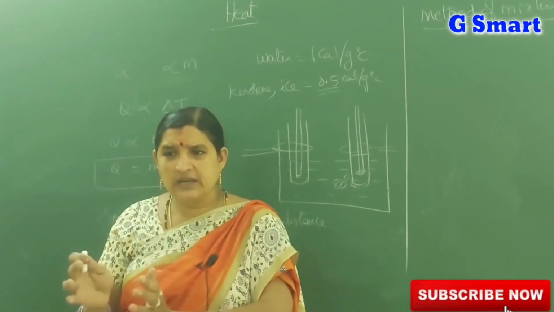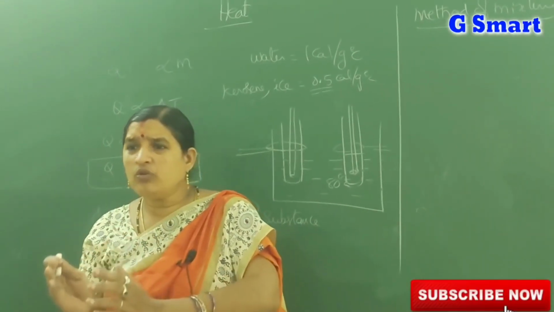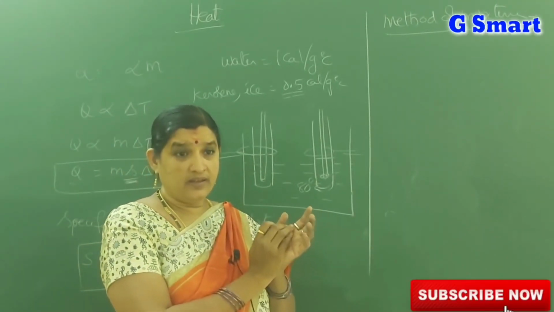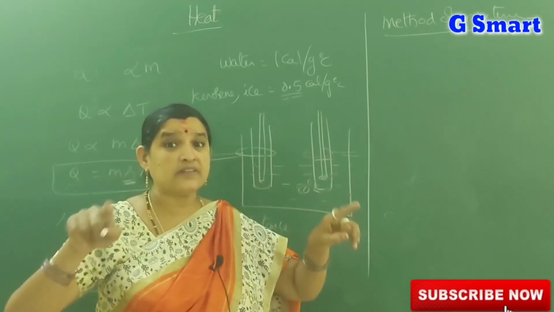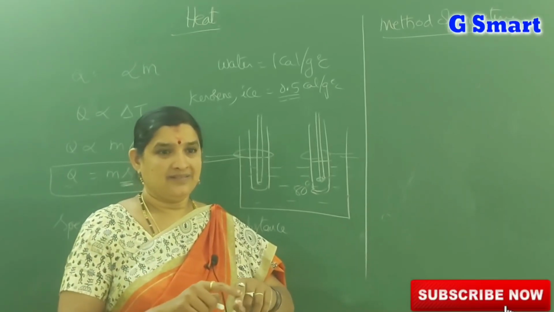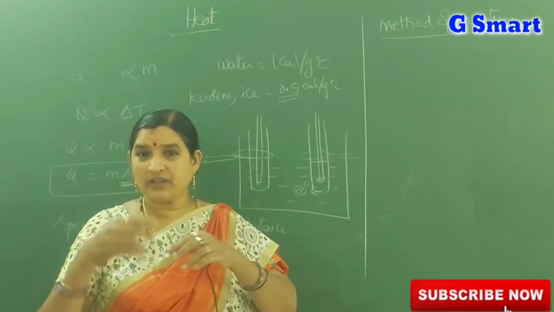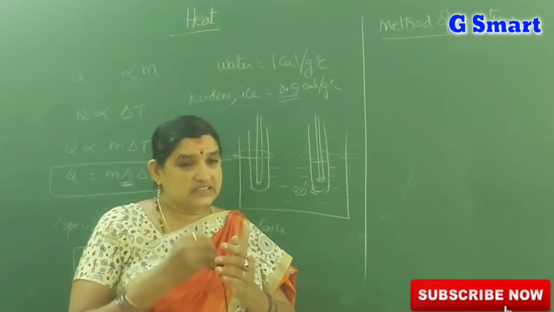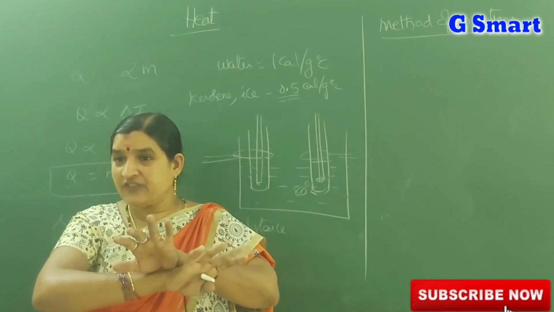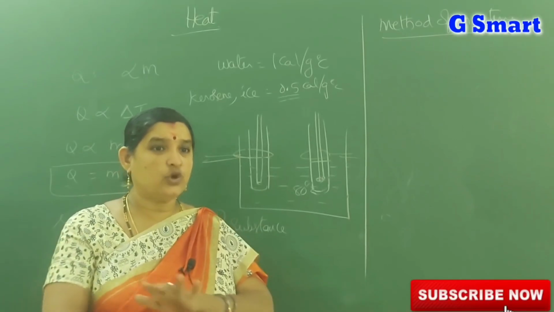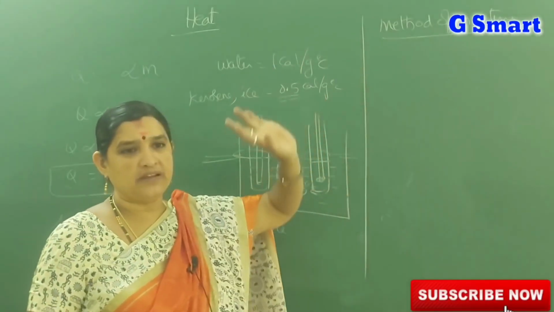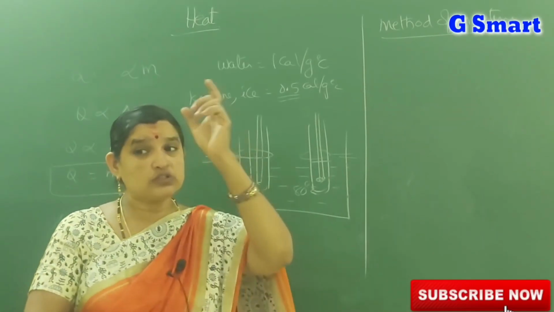The heat which the hotter body loses will be gained by the colder body, when there is no heat exchange with the surroundings. Not only the two bodies, the surrounding atmosphere also gains some heat. So we consider that there is no heat transfer or heat gain from the surroundings. Then only we can apply this formula. Understand? That's why we use a calorimeter.